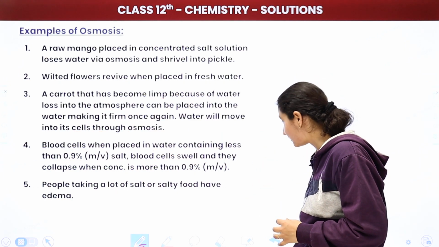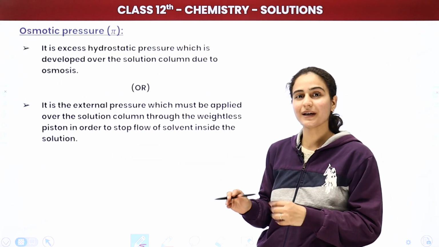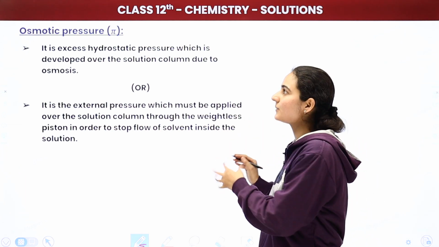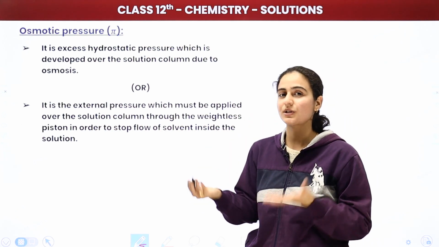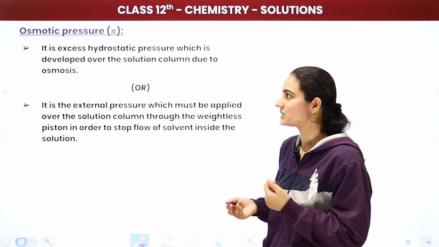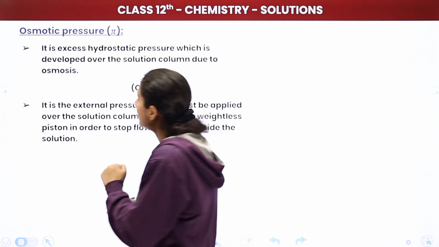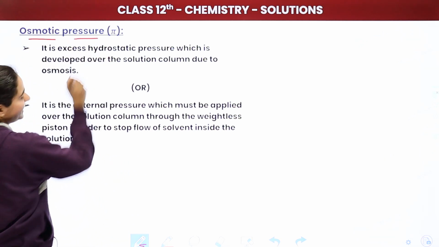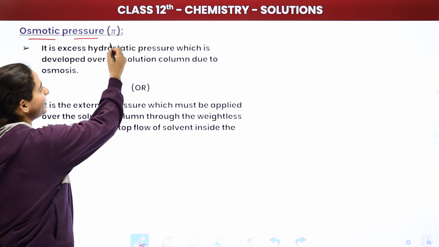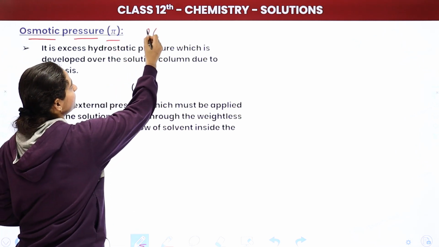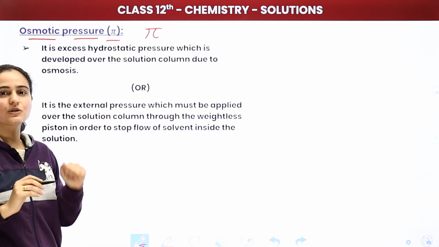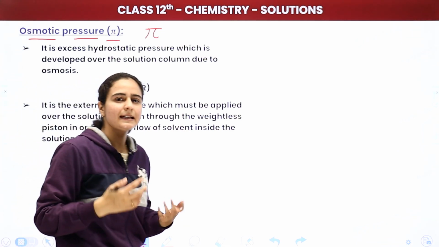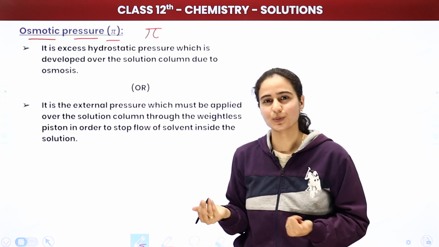Now let's move to the next topic. So this is again a very interesting topic, but इसको समझने से पहले हमें पता होना चाहिए what is osmosis. So that's why we covered osmosis first. So here let's talk about osmotic pressure, which is denoted by the letter pi. Okay, so this represents your osmotic pressure. Now let's take an example to understand this osmotic pressure.